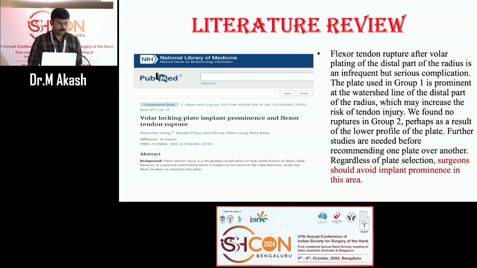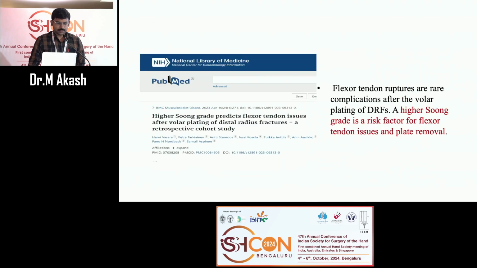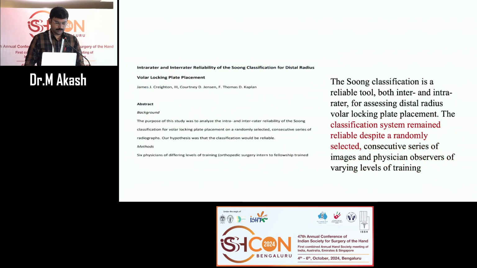As far as the literature review is concerned, the Sung article shows that plate prominence may increase the risk of tendon injury, so surgeons should avoid implant prominence in this area. Further analysis showed that tendon rupture occurred with grade 2 prominence. A recent study by Vasara showed that higher Sung grading is a risk factor for flexor tendon injuries and plate removal, and early plate removal is more common in Sung grade 2 than in Sung grade 1. The Sung classification is a reliable classification, as quoted.